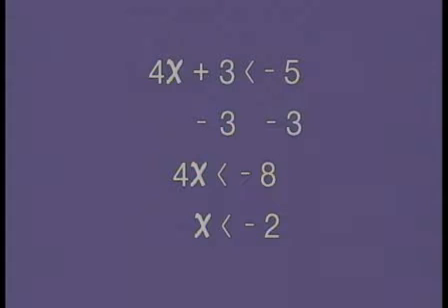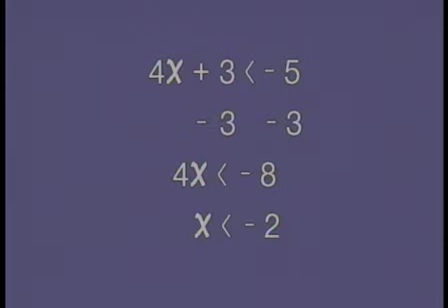You'll notice, as you can see the solution on the screen, that we've done the exact same thing we did in previous lessons in solving equations. That is, we subtracted 3 from both sides. Why? Because we wanted to isolate the variable expression 4x. We didn't want to know what 4x was less than. We wanted to know what x was less than. So we divided both sides by 4. x is less than negative 2.